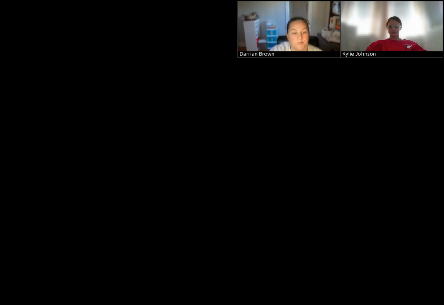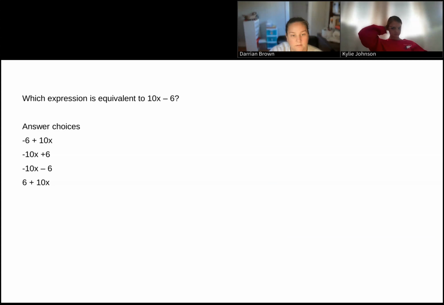All right, moving on to slide 7. This is going to be number 6. It says which expression is equivalent to 10x minus 6. Now, this is using the commutative property, which tells us we can rearrange the order of our numbers. However, the most important thing here is you can change the order, you cannot change the value, which means you cannot change the signs.